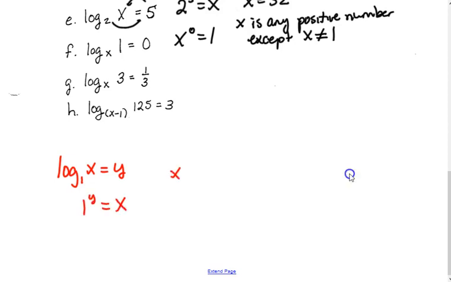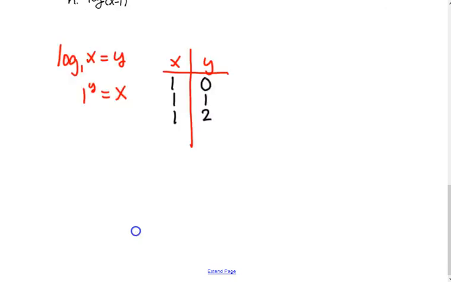And let's put some values in a table of values for this. Since y is the exponent, it's easier to choose some numbers for y. Let me start with some positive. If y is 0, 1 to the 0 is 1, x is 1. If y is 1, 1 to the 1 is 1. If y is 2, 1 squared is 1. If y is negative 1, then I would get 1 over 1 to the positive 1, which is still 1. So if y is negative 2, x is still 1.